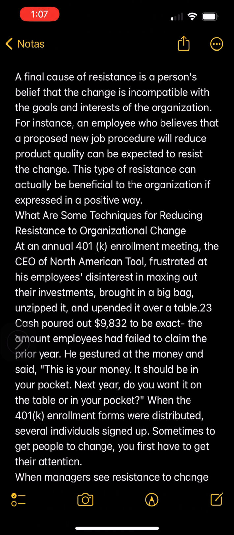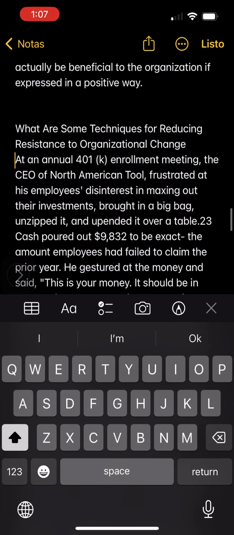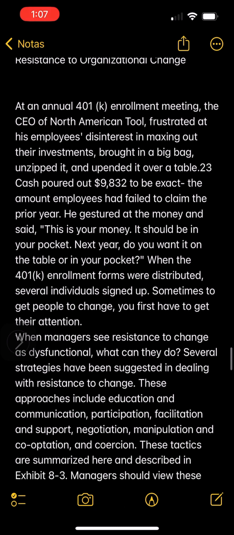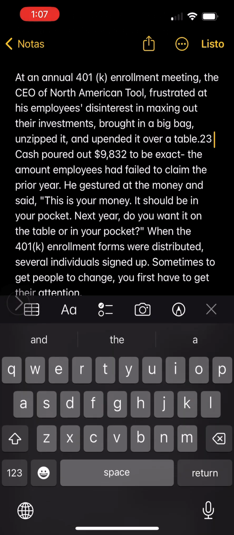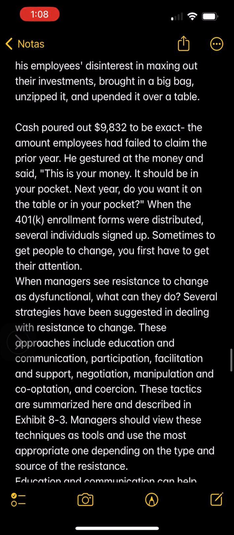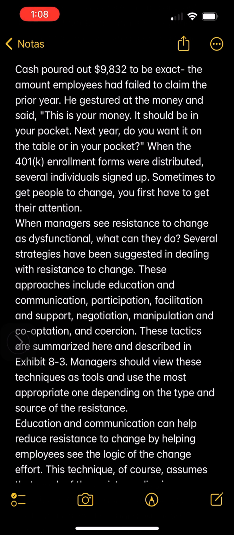At an annual 401(k) enrollment meeting, the CEO of North American Tool, frustrated at his employees' disinterest in maxing out their investments, brought in a big bag, unzipped it, and upended it over a table. Cash poured out: $9,832 to be exact, the amount employees had failed to claim the prior year. He gestured at the money and said, "This is your money. It should be in your pocket. Next year, do you want it on the table or in your pocket?" When the 401(k) enrollment forms were distributed, several individuals signed up. Sometimes to get people to change, you first have to get their attention.